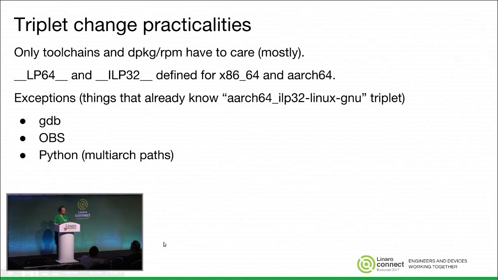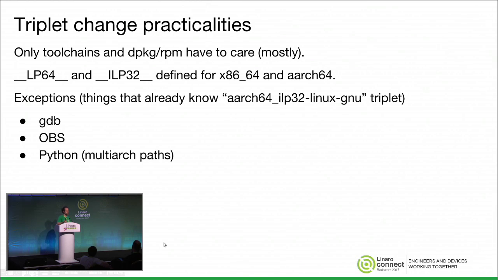Having had a look, only a few things have actually noticed the triplet for this and used it. Sorry? You said that only toolchain and dpkg, RPM have to care. What about OpenEmbedded? Yeah, probably cares. Build systems is actually the other thing I didn't mention. So we have a meta ILP32 layer where we patch things around, and that's easily fixed. Yes, so you have a pile of patches already.